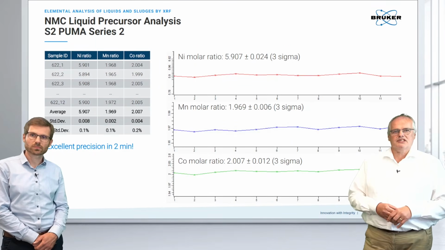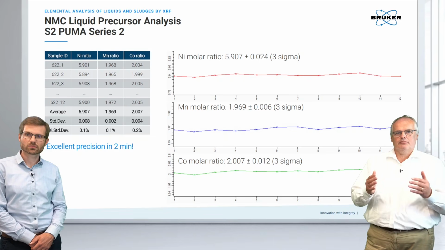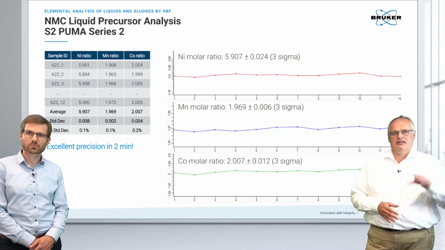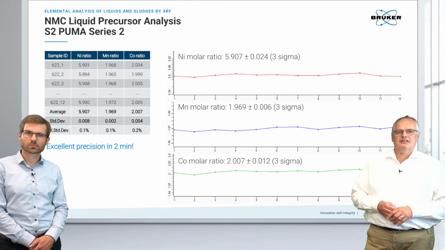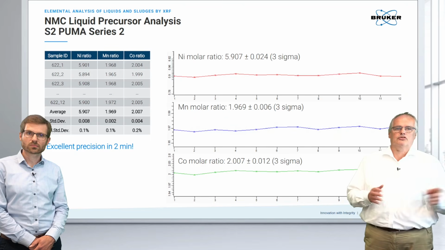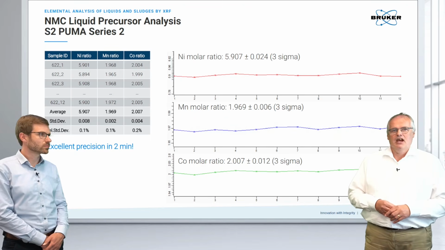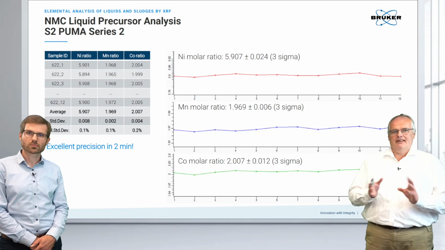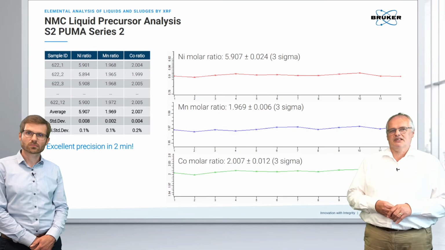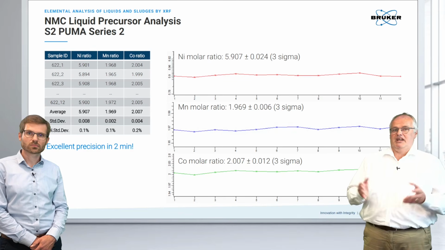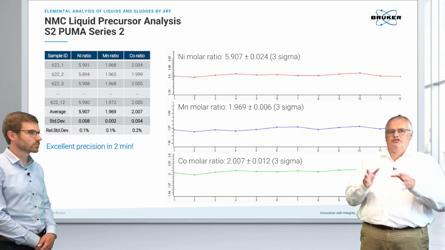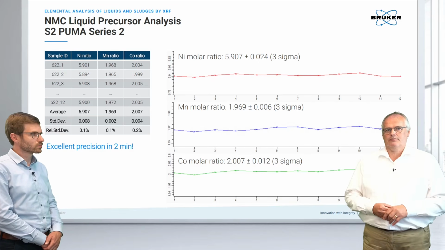Whenever you are doing process or quality control, it's not only about accuracy to have the appropriate concentration value, but it's also about precision. And whenever you are doing a control over time, you want to see small changes. And this is what you can see here, the nickel molar ratio and the deviation 3 sigma over time. And this is outstanding. This excellent precision enables a very close monitoring of the production process.